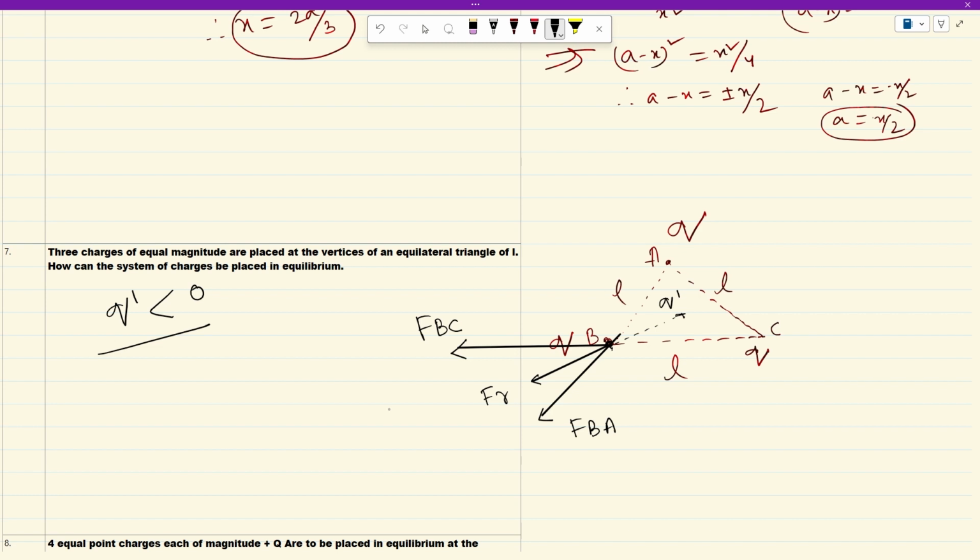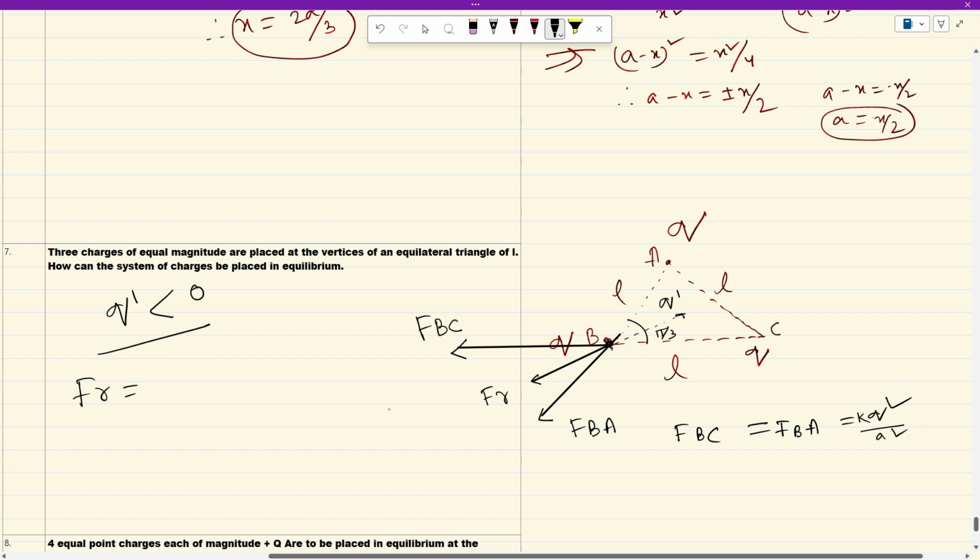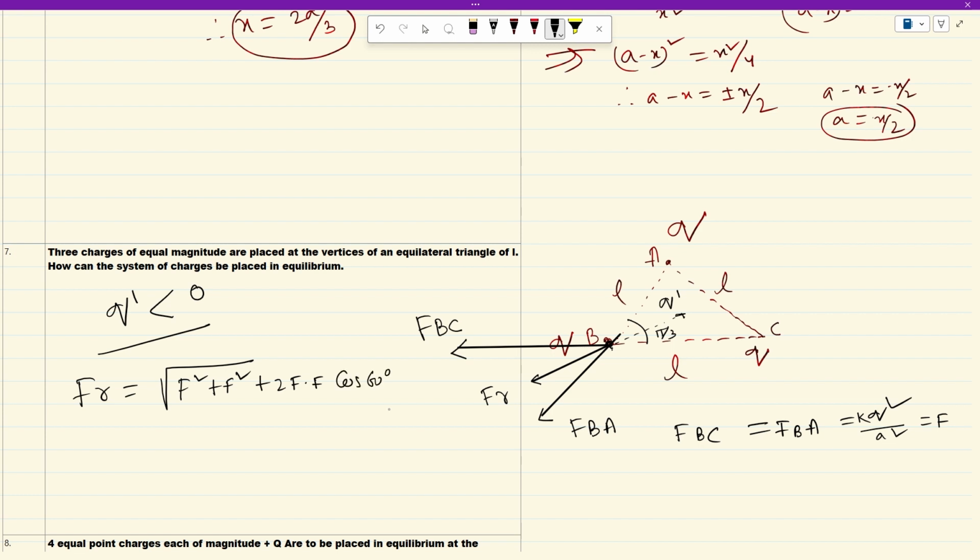Now this angle you know is pi by 3, 60 degrees. FBC and FBA, their magnitude you know: K into Q square by A square. So let us find the resultant FR first. You assume that this thing is equal to F. So FR square is F square plus F square plus 2 F F cos 60 degrees.